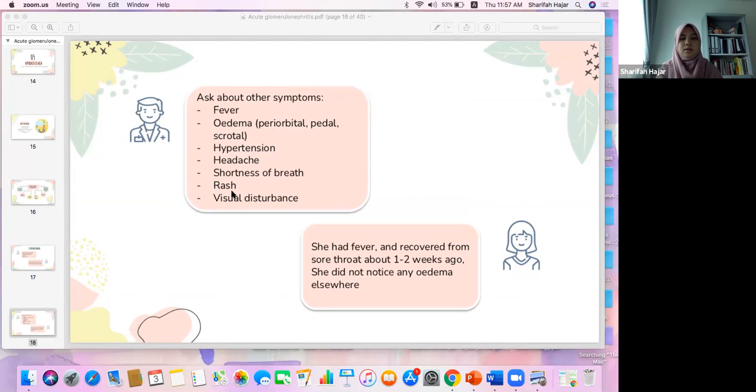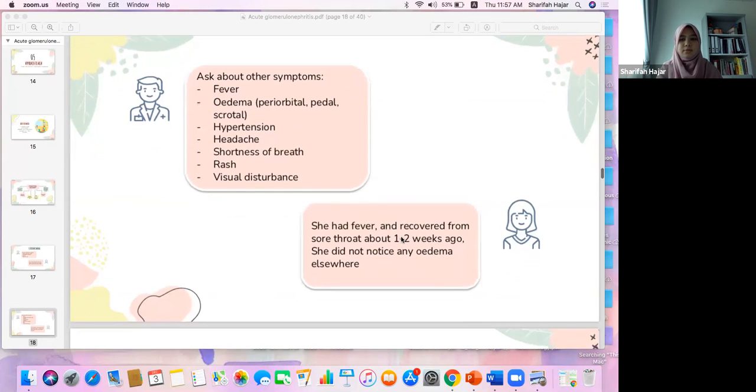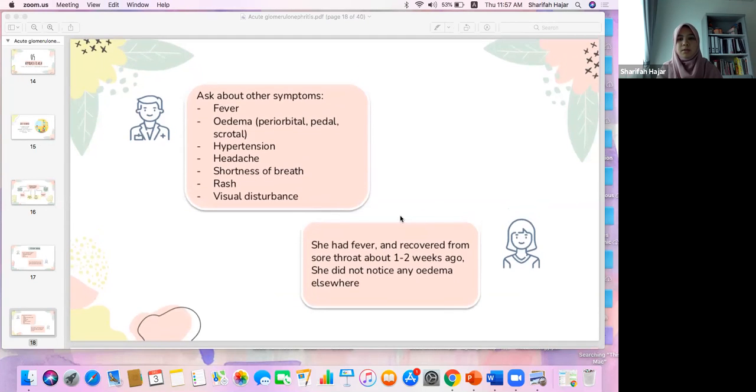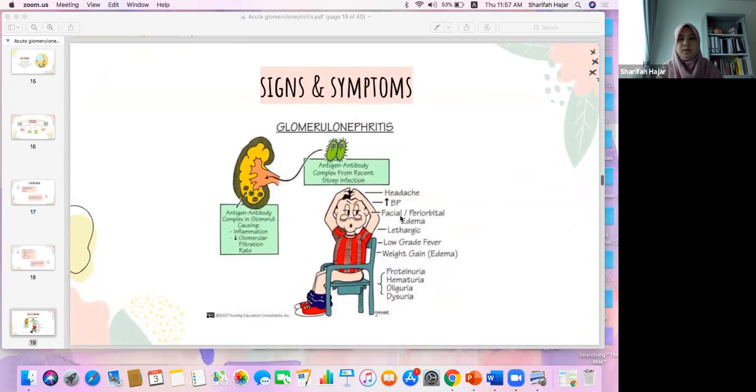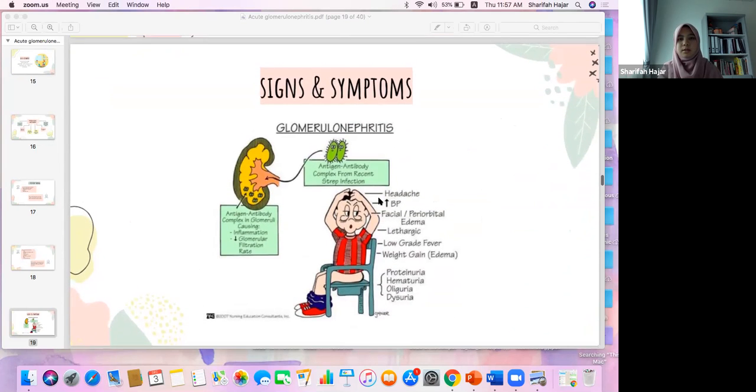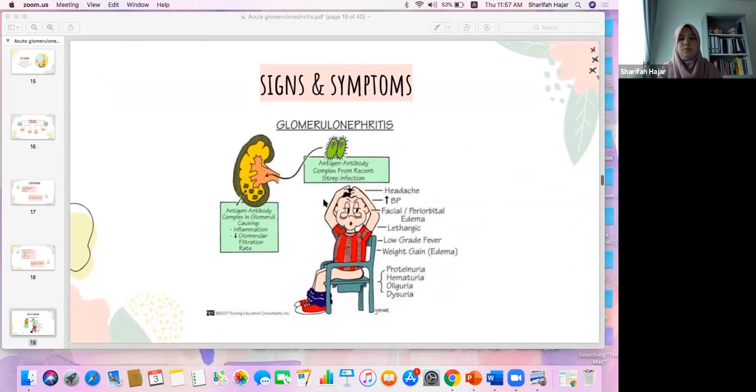breath, rash may be because of the SLE or skin infection, and also visual disturbance. And the patient had fever and she recovered from sore throat about 1 to 2 weeks ago, and she did not notice any edema. So we know that this patient maybe had infection. So we can proceed. Okay, so what are the signs and symptoms of glomerulonephritis?